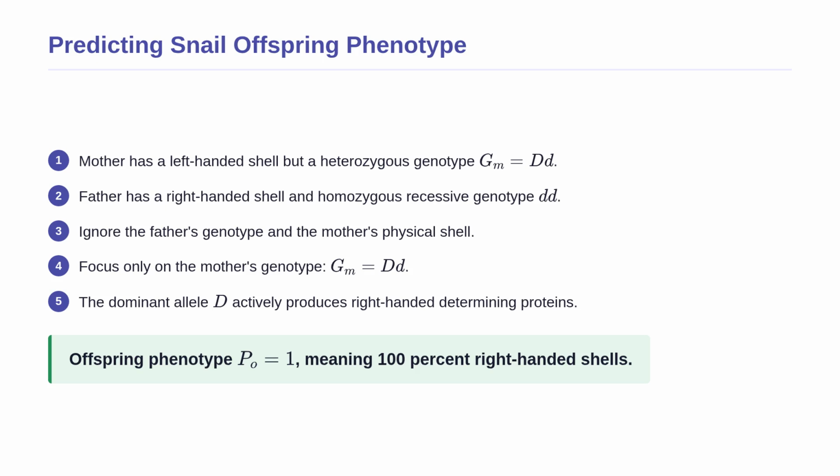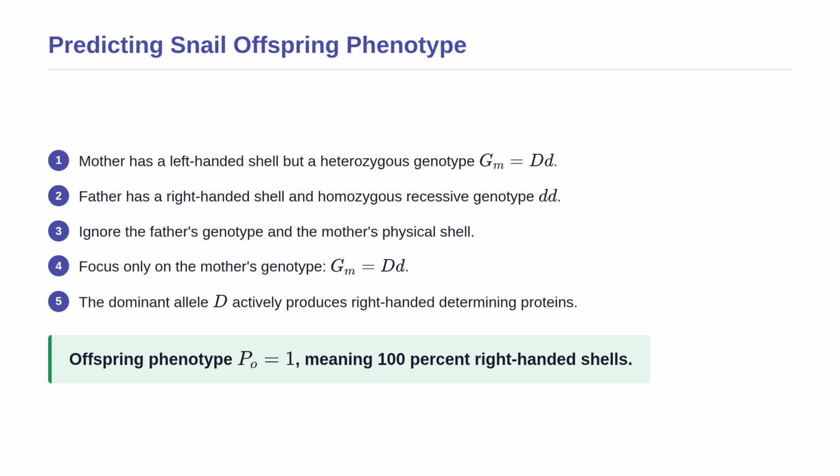Let us put this maternal effect formula to the test with an example. Imagine a female snail that physically has a left-handed shell, but her hidden genotype is heterozygous, meaning she carries one dominant D and one recessive d allele. She mates with a male who has a right-handed shell and a recessive genotype. What will the babies look like?